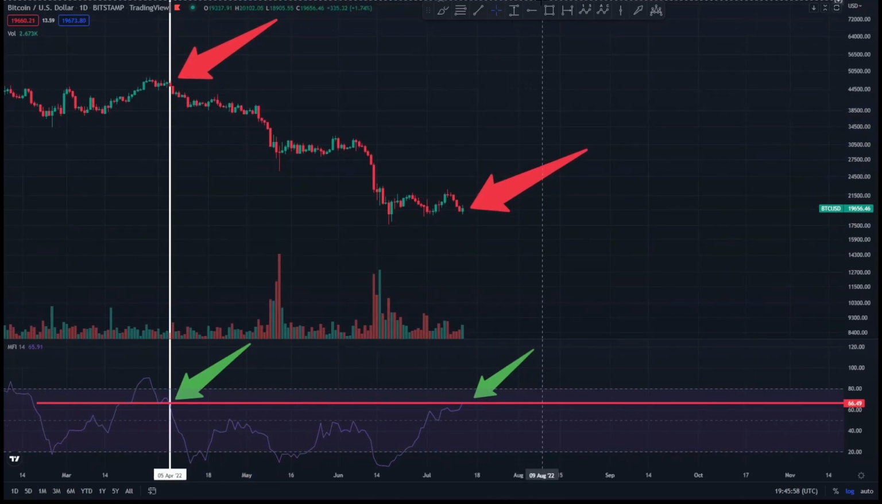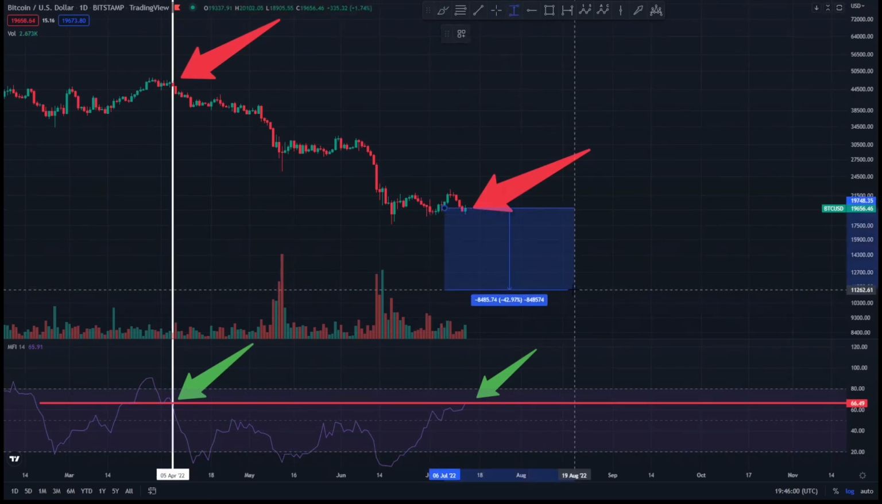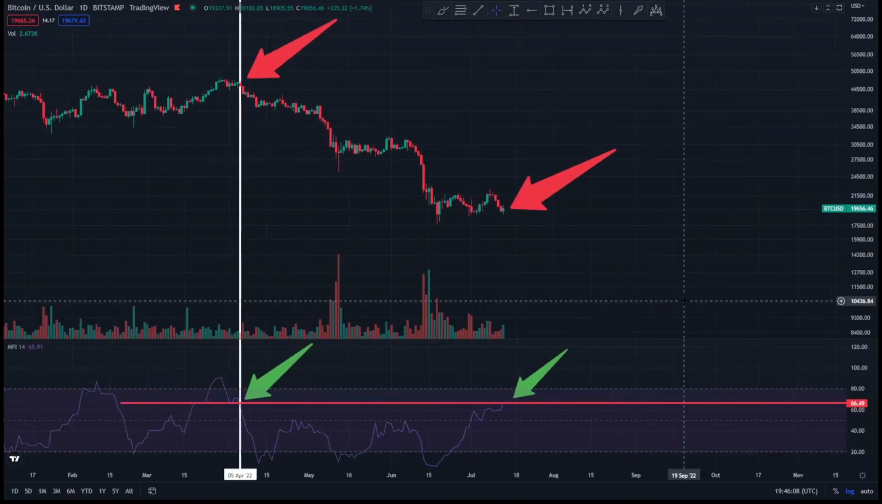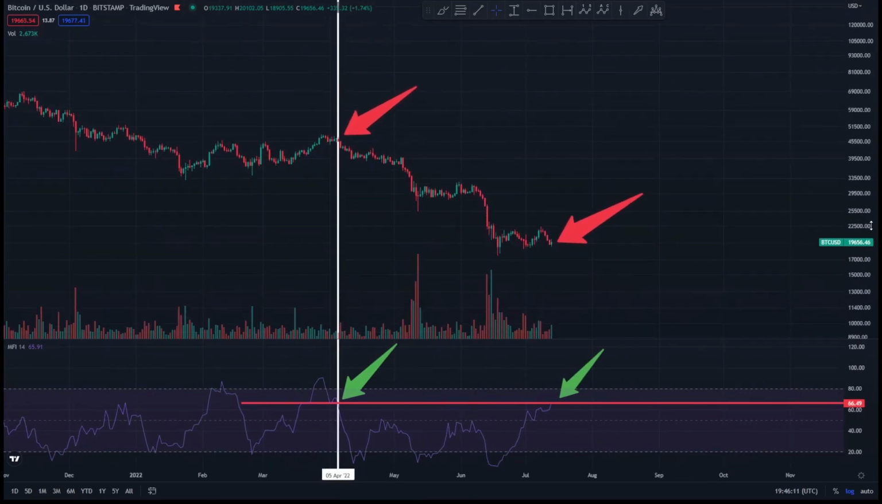Am I saying that we're going to drop another 45.5% in the next couple of weeks? No, I don't think we're going to go anywhere near 11k, 10k, 12k. My personal opinion is that Bitcoin is going to start bottoming around the 14,000 range. I wouldn't be surprised if it went to 12, but anything lower than that, I just really don't see it coming into fruition. So the MFI right now is extremely overbought. I would definitely be worried if I was a Bitcoin bull right now.